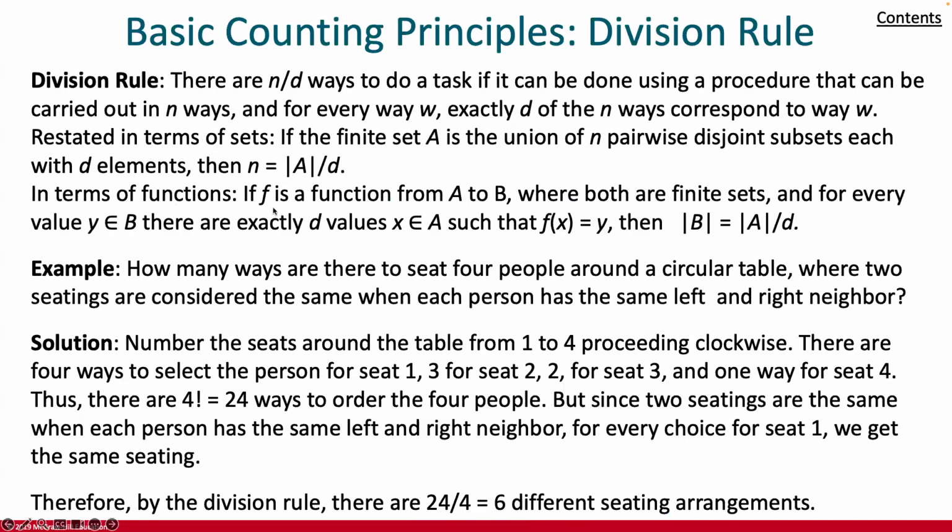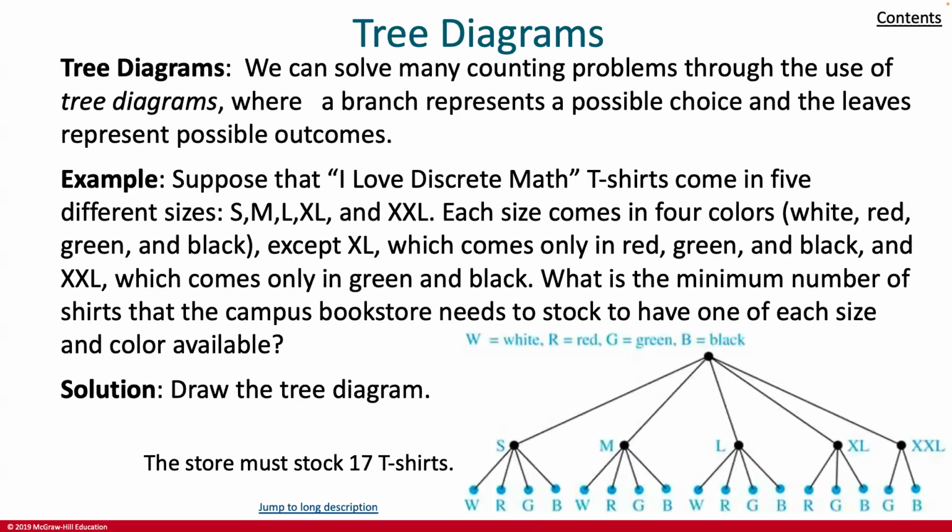In terms of functions, if f is a function from A to B, where both are finite sets, and for every value y that is an element of B, there are exactly d values of x that are elements of A such that f(x) is equal to y, then |B| is equal to |A| divided by d. I'm not going to go through the example, but we've gone through all of these different rules: product, division, addition, subtraction. And here is an example of a tree diagram, and you can be thinking about how this example might be helpful.